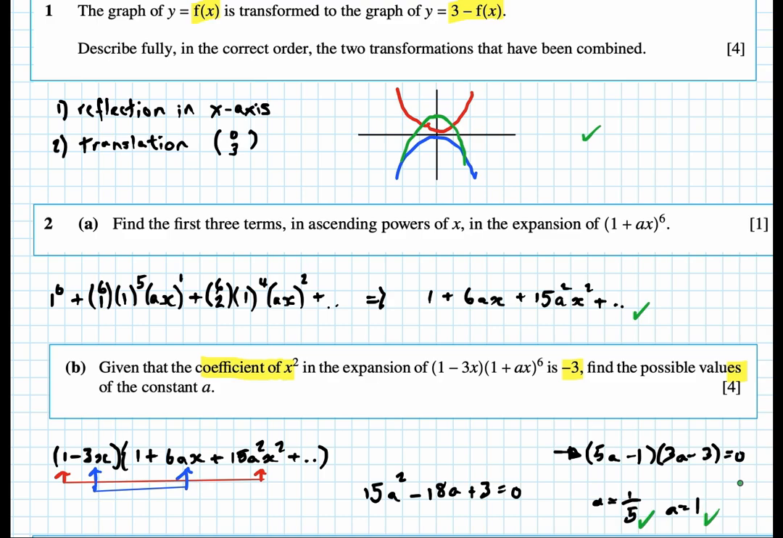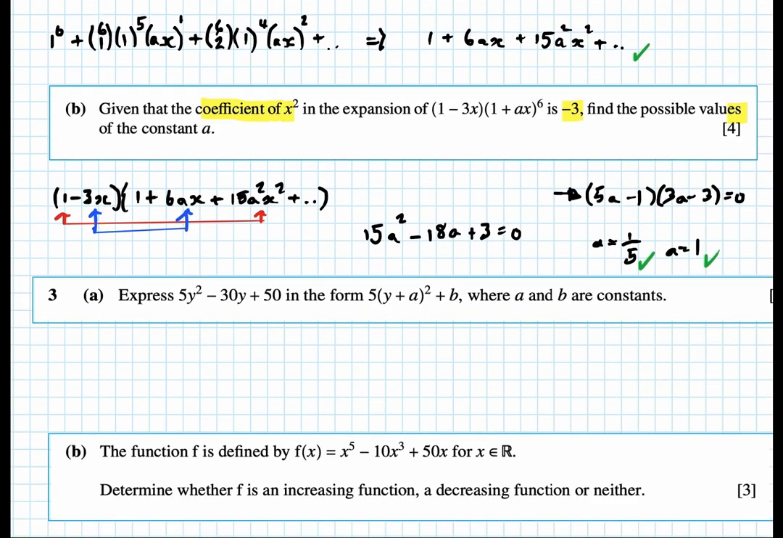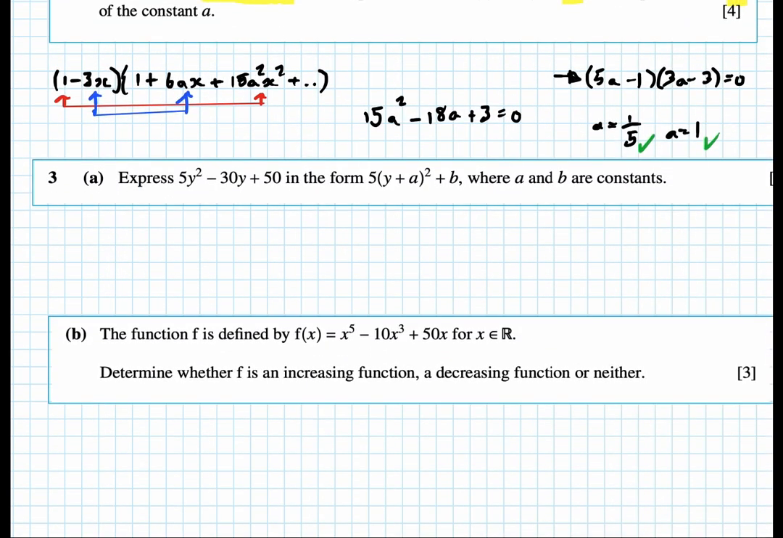Alrighty, question 3. Let's have a look. So we're looking at an expression. We've expressed y, so we've got complete the square, and we've got functions as well. So let's complete the square here. And we're going to just simplify first. So factorize out the 5. So 5 bracket y squared minus 6y, close bracket plus 50.